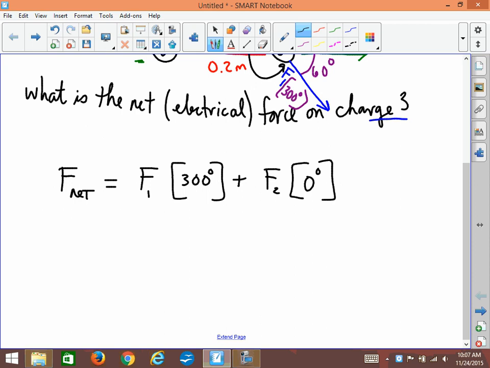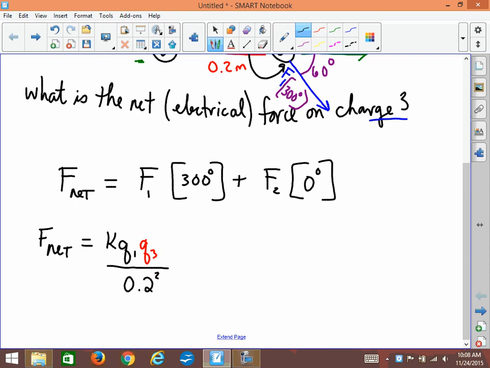Now we can figure out the magnitudes of F1 and F2 using our equation. The net force then would equal K. Now Q1 and Q3, maybe what I'll do is I'll put Q3 in a different color so we can keep track of where it is. So there's my Q3 right there. And we're dealing with a distance of 0.2 squared.